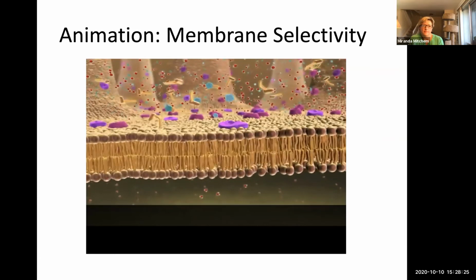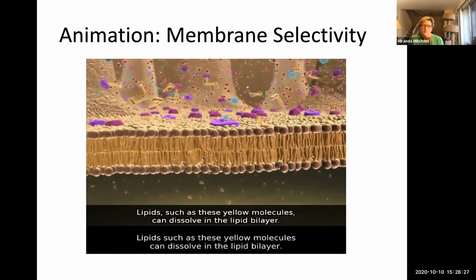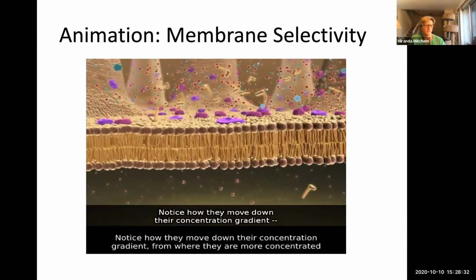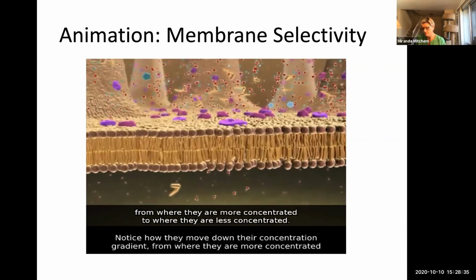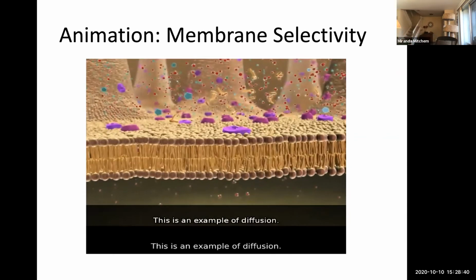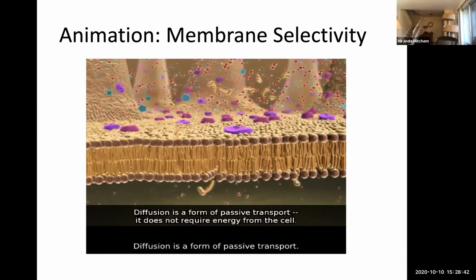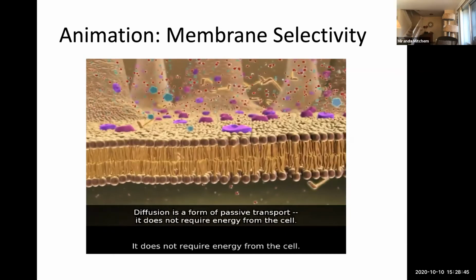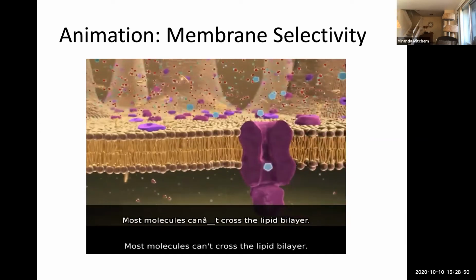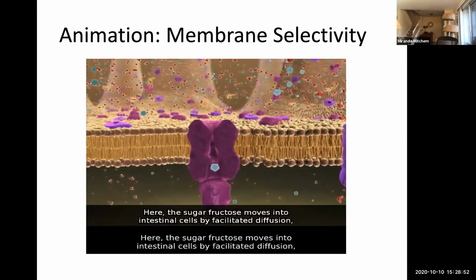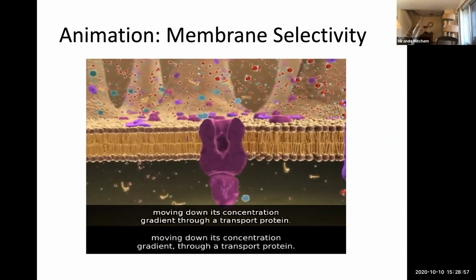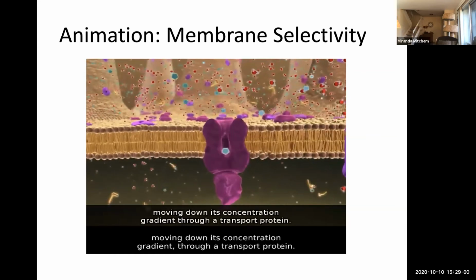Lipids, such as these yellow molecules, can dissolve in the lipid bilayer. Notice how they move down their concentration gradient, from where they are more concentrated to where they are less concentrated. This is an example of diffusion. Diffusion is a form of passive transport. It does not require energy from the cell. Most molecules can't cross the lipid bilayer. Here, the sugar fructose moves into intestinal cells by facilitated diffusion, moving down its concentration gradient through a transport protein.